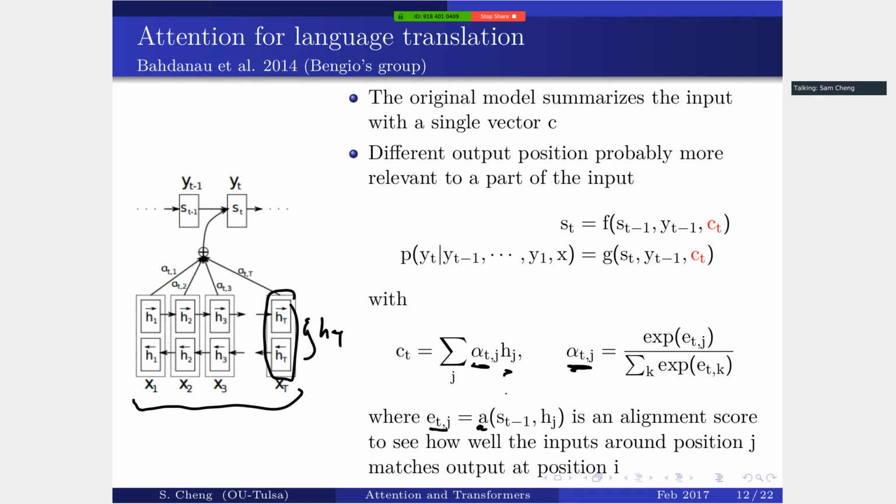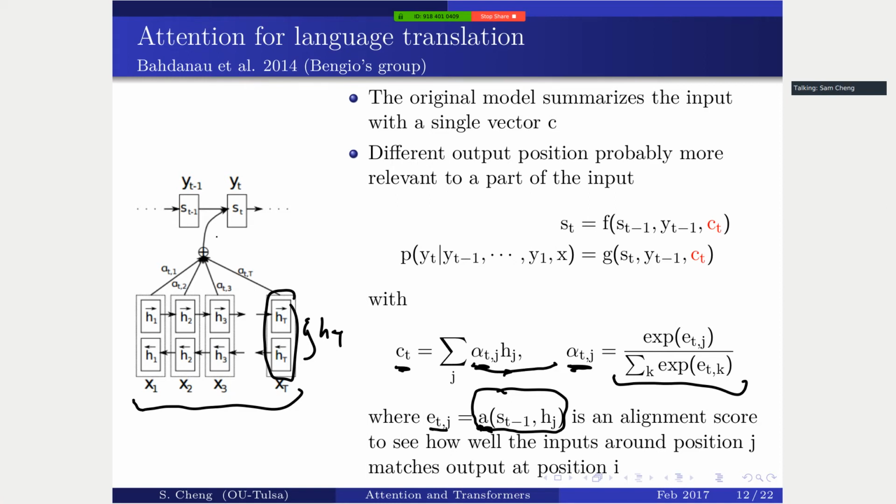And of course, this is pretty arbitrary at this moment. You can think of it as a function. In practice, it may often be just an inner product. So you see how similar this state is with each of these hidden units here. And then to make it a normalized weight, we go with softmax. So this is a softmax operation to normalize that. So then I have this context.